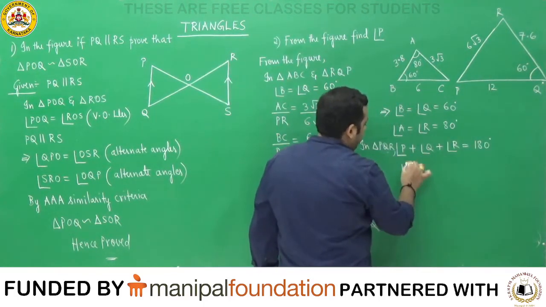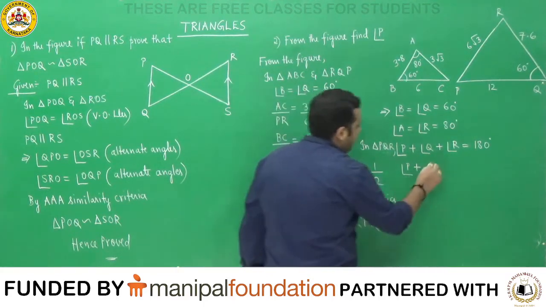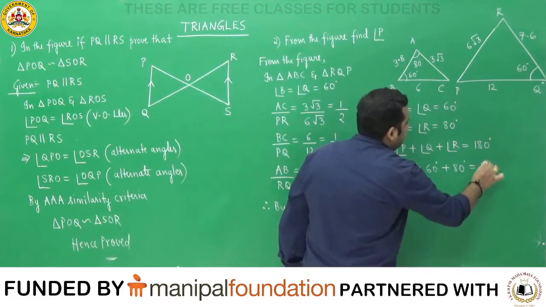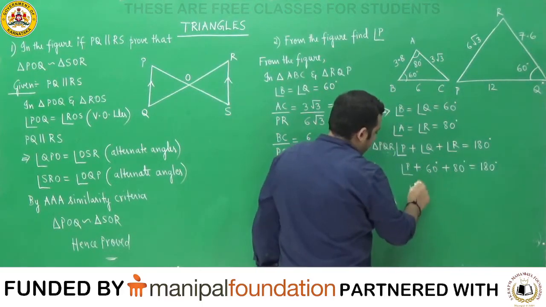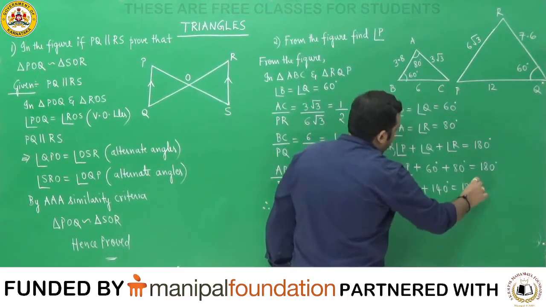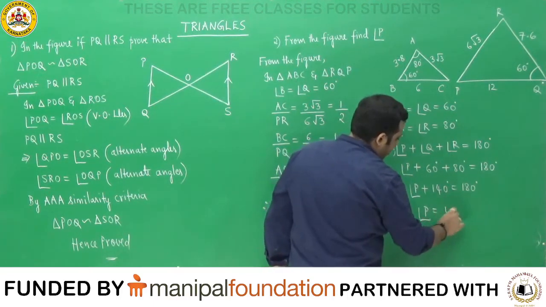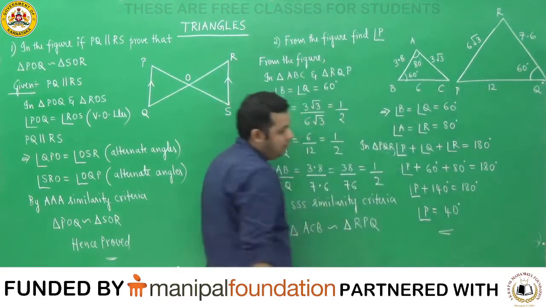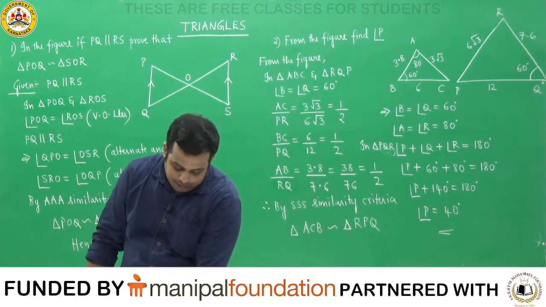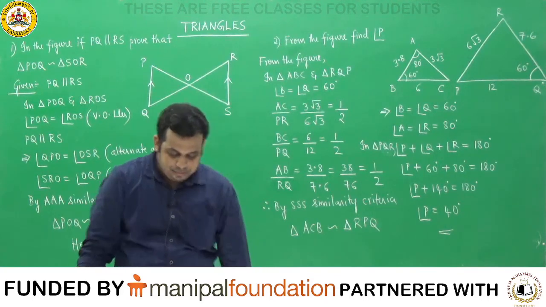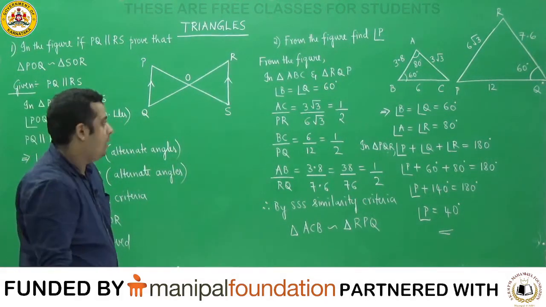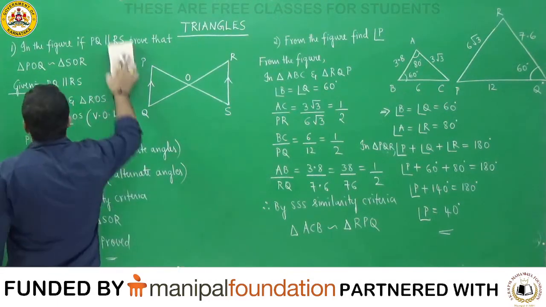So angle Q plus angle R is 60 degrees plus 80 degrees, that is equal to 140 degrees. So angle P plus 140 degrees is equal to 180 degrees. So your angle P will be equal to 40 degrees. This will be the answer to the question. Angle P is equal to 40 degrees. That's correct. Absolutely.